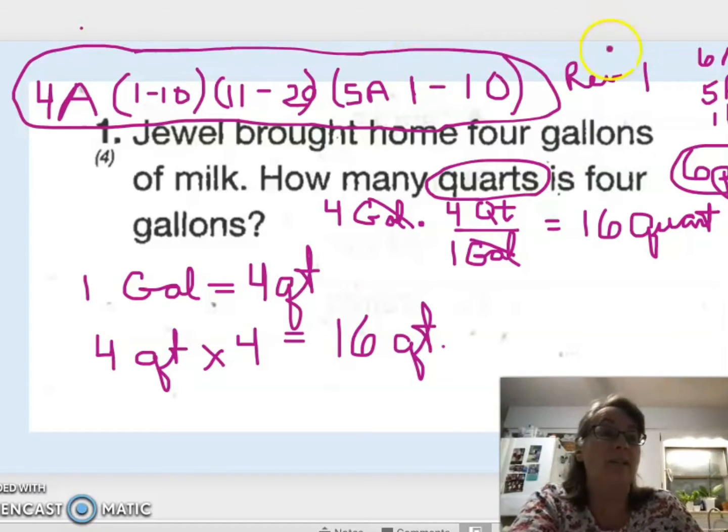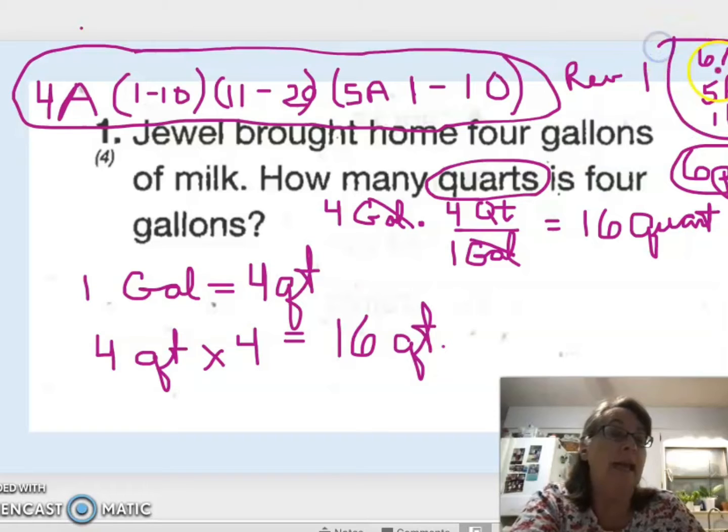You have two pretests altogether. The second, so this is review 1. Review 2 is due Monday. And it's going to be the two parts of 6A and the second half of 5A.